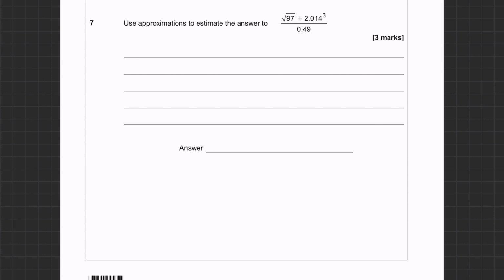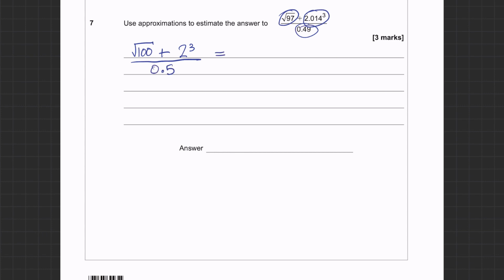Use approximations to estimate the answer to this. And we'll do it bit by bit. We've got root 97, which is close to root 100, plus 2.014 cubed, well that's close to 2 cubed, all over 0.49, well that's close to 0.5.